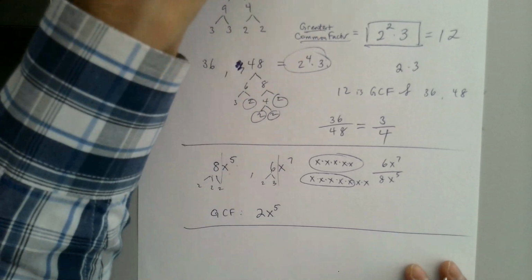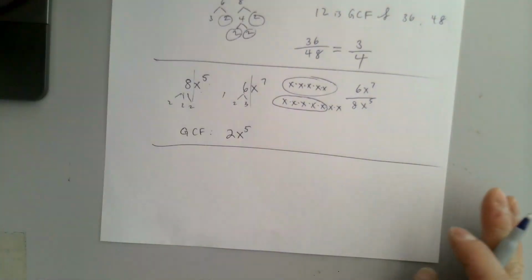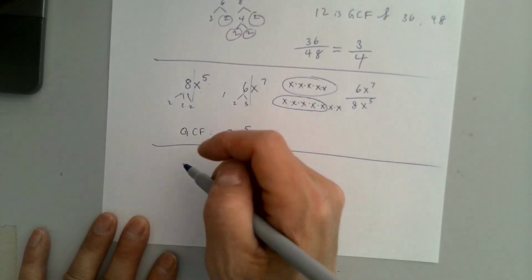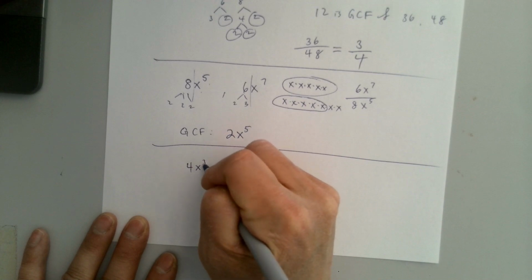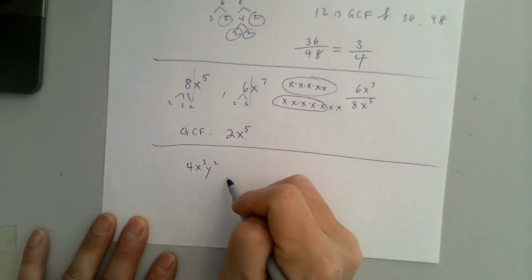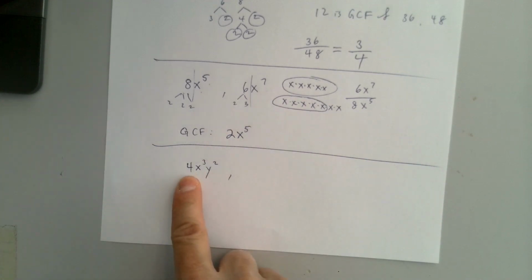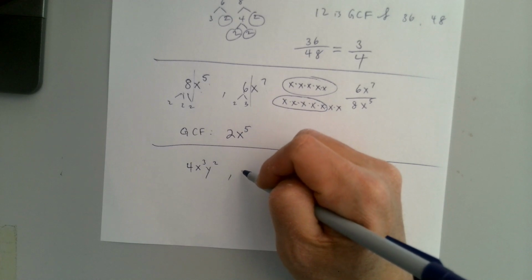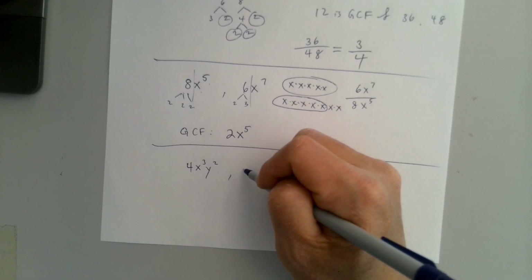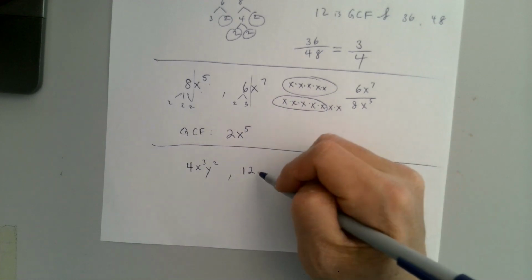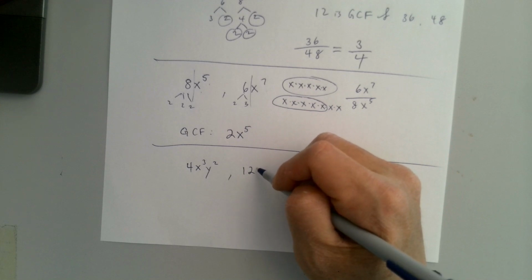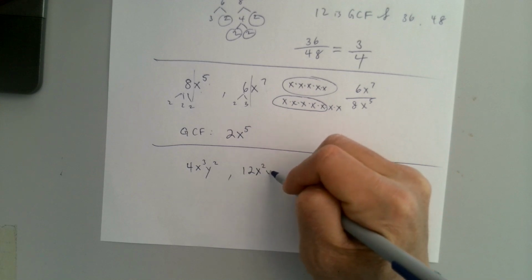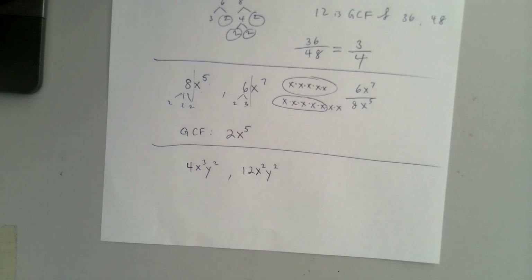Now let's try this again with something more complicated. I can throw in a second variable in there, a y. So one monomial I'm making 4x cubed y squared, and another one I'm making 12x squared y squared.